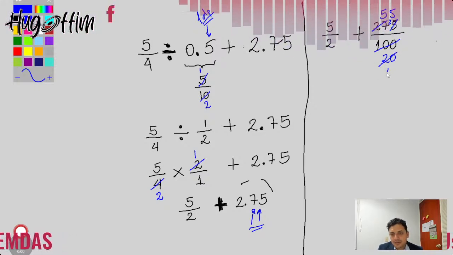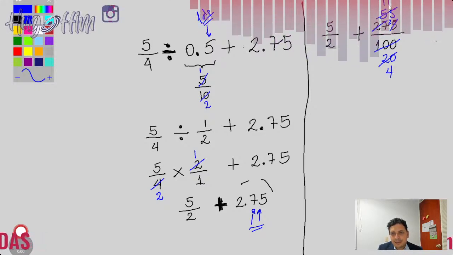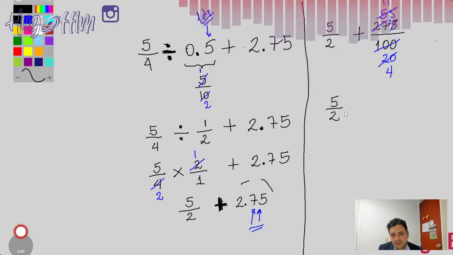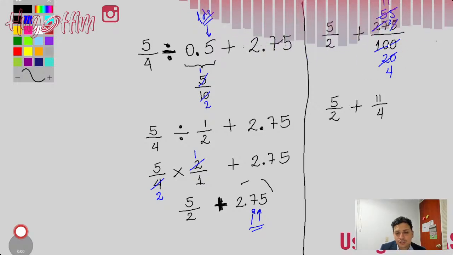20 divided by 5 is 4. 55 divided by 5 is 11. So actually 2.75 is just 5 halves plus 11 quarters. Okay? This is practicing how you simplify a fraction.